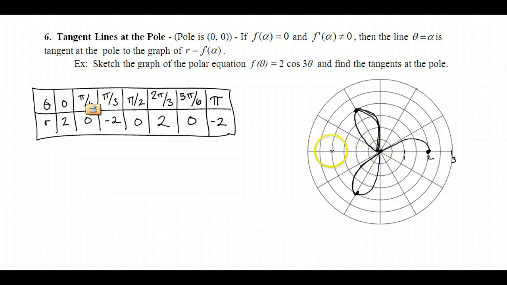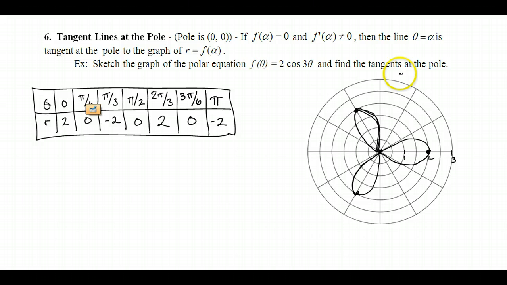Well, pi, remember, goes this way, but if I want to go -2, that brings me back here. So this flower only has 3 petals to it. So that was our first part. We sketched the graph of our polar equation. Now we want to find the tangents at the pole.